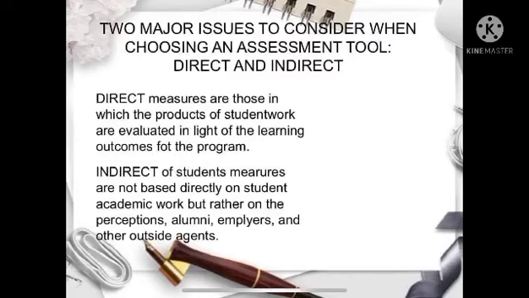Two major issues to consider when choosing an assessment tool: direct and indirect. Direct measures are those in which the product of student work is evaluated in light of the learning outcomes for the program. Indirect measures of student learning are not based directly on student academic work, but rather on the perceptions of alumni, employers, and other outside agents.